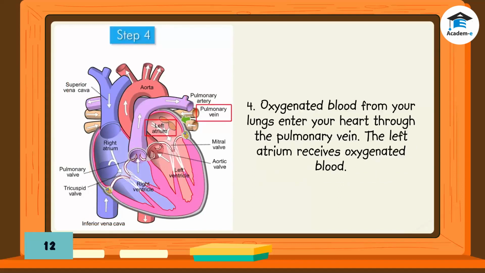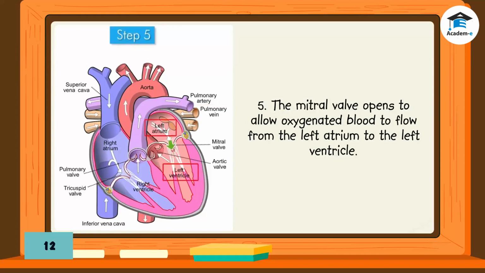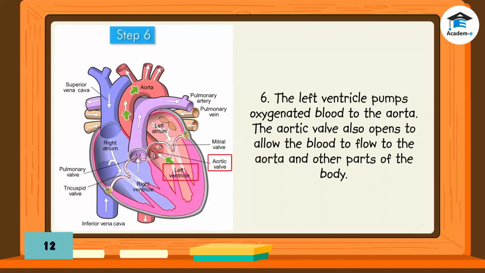4. Oxygenated blood from your lungs enters your heart through the pulmonary vein. The left atrium receives oxygenated blood. 5. The mitral valve opens to allow oxygenated blood to flow from the left atrium to the left ventricle. 6. The left ventricle pumps oxygenated blood to the aorta. The aortic valve also opens to allow the blood to flow to the aorta and other parts of the body.